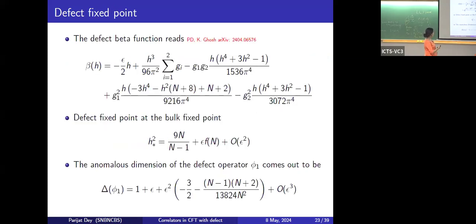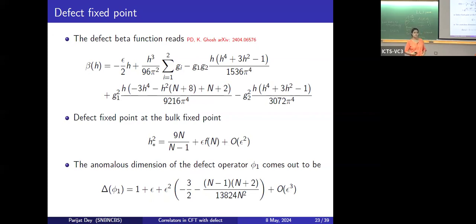So we can add these diagrams and we can actually compute the defect fixed point, for which we compute the beta function, which looks like this. Here we have the h to the 5 term, and this beta function has a non-trivial fixed point, at this value of h squared. This is the defect fixed point. This is the order 0 term, and I have not written down explicitly the order epsilon term.